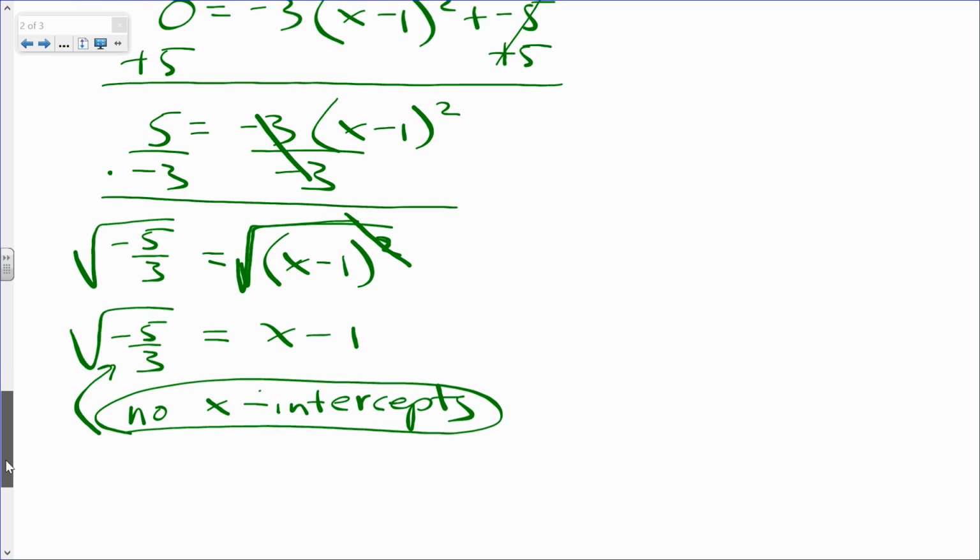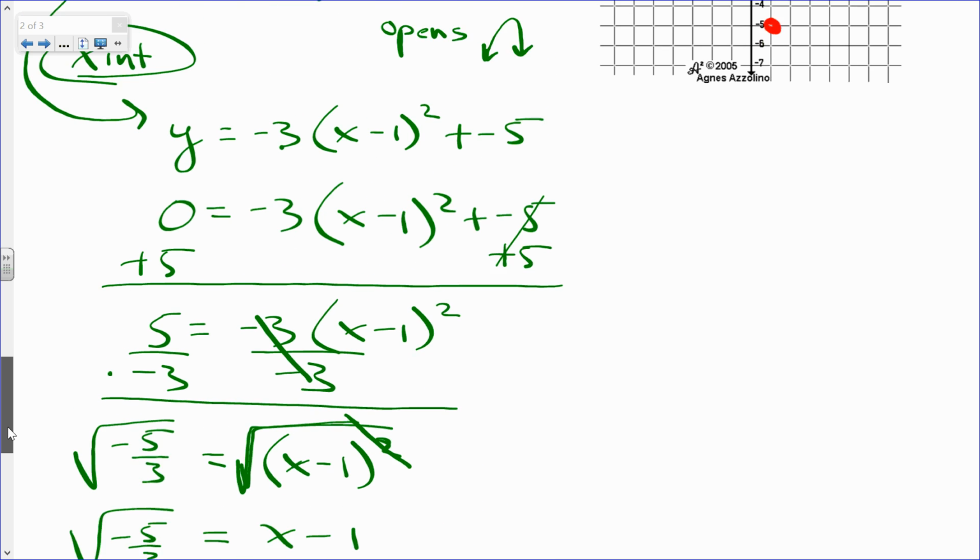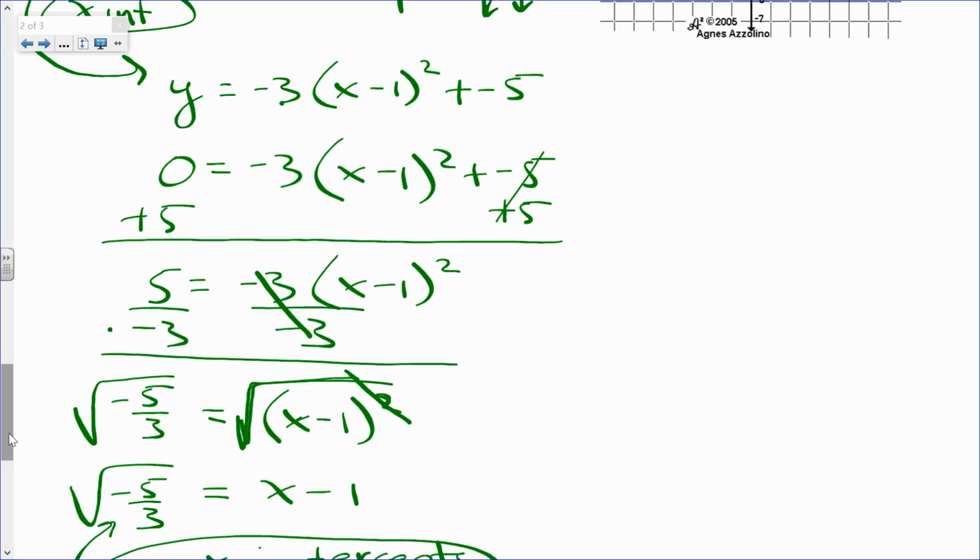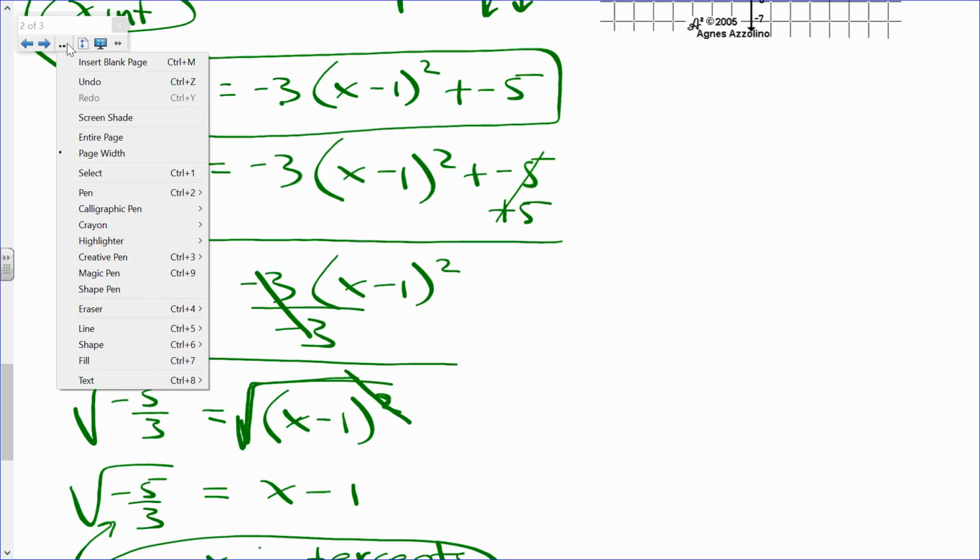He says -6. Let's find out. How would we find out for sure, though? What should we do to find our y-intercepts? Make the x 0. Thank you, Camacho.